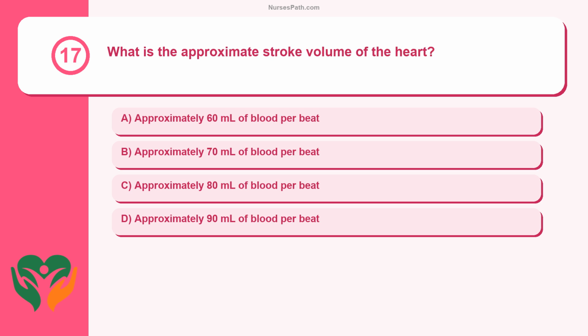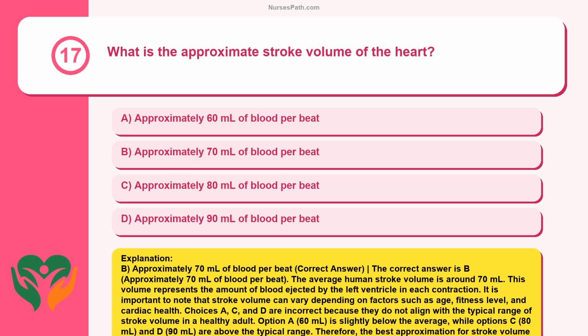Question 17. What is the approximate stroke volume of the heart? A. Approximately 60 ml of blood per beat. B. Approximately 70 ml of blood per beat. C. Approximately 80 ml of blood per beat. D. Approximately 90 ml of blood per beat. B. Approximately 70 ml of blood per beat. Correct answer, the correct answer is B.